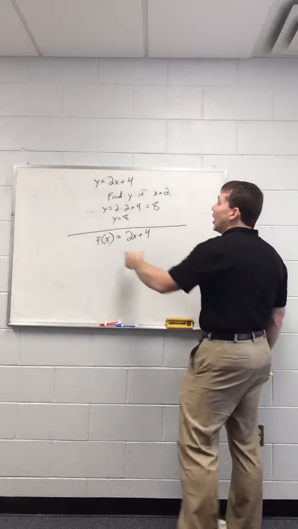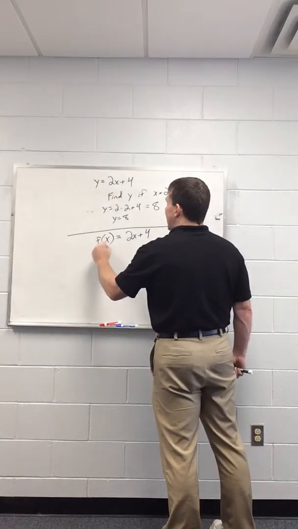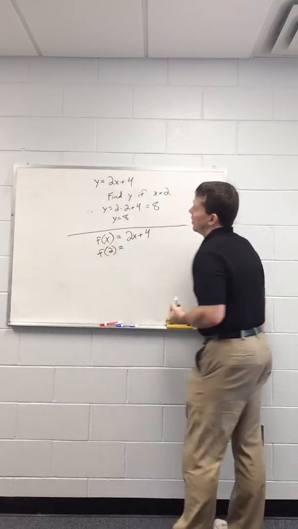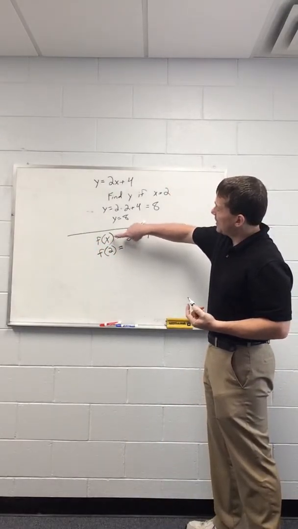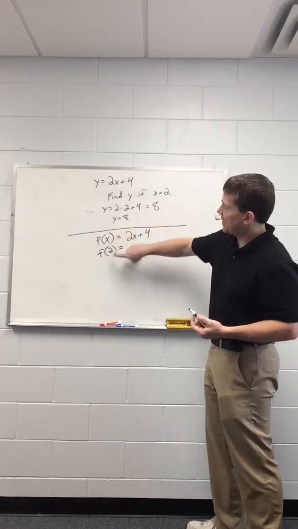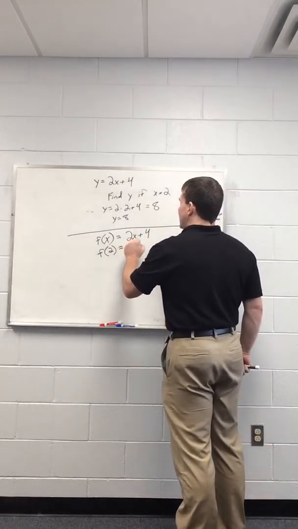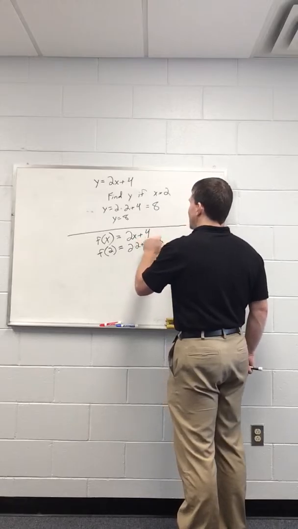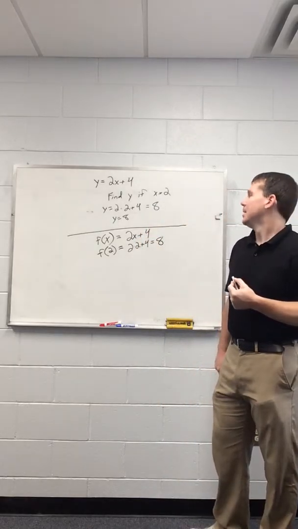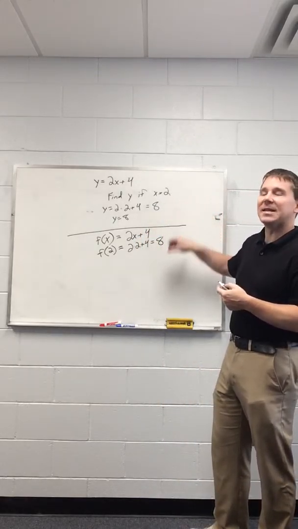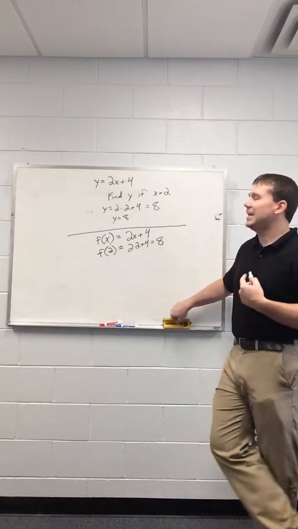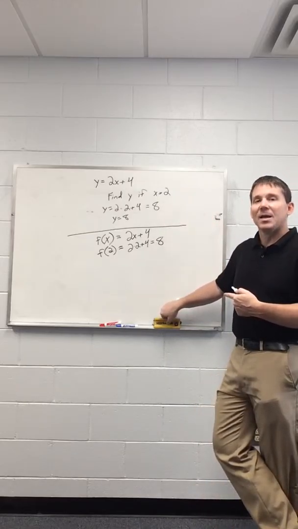But now, because I do that, I can then say f of 2. All f of 2 is, I take the x and I replace it with 2. So I get 2 times 2 plus 4, which is 8. Which is the exact same as what I did here. It's the same thing, it's just different ways of writing it.